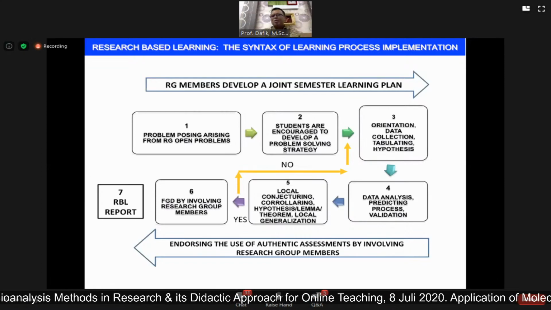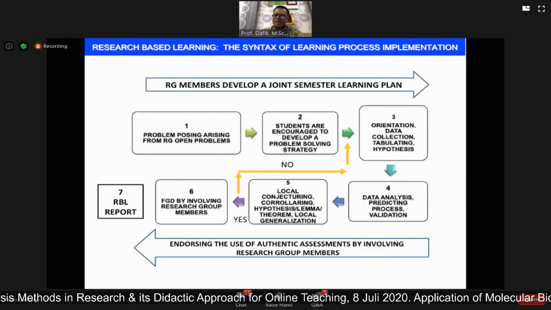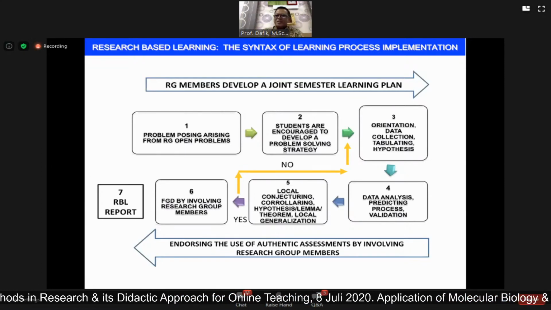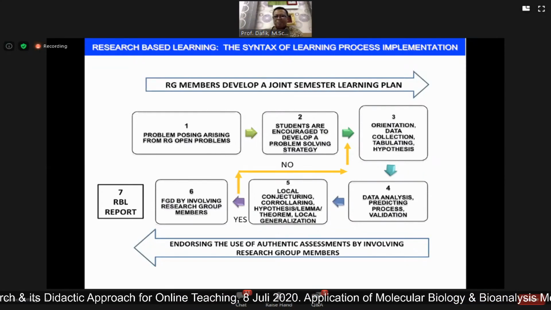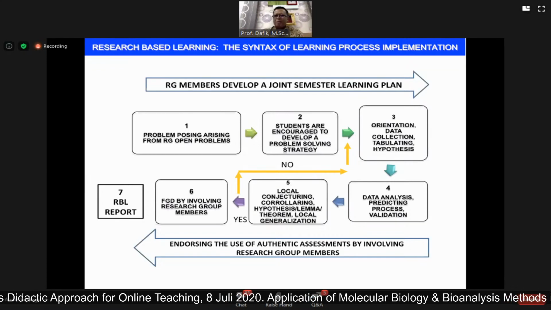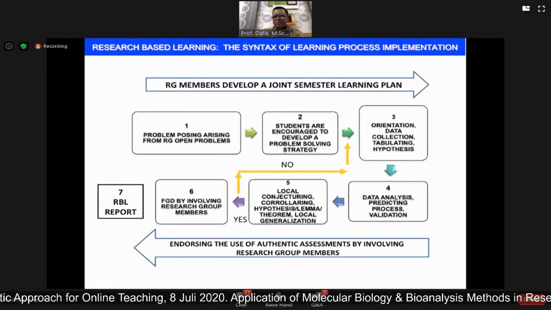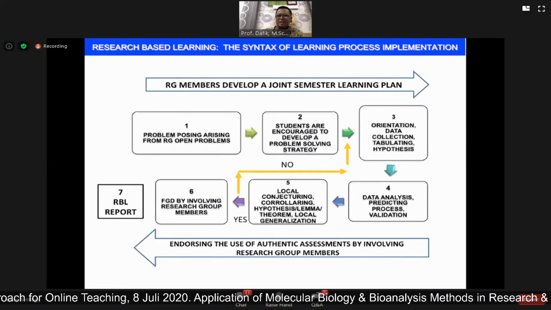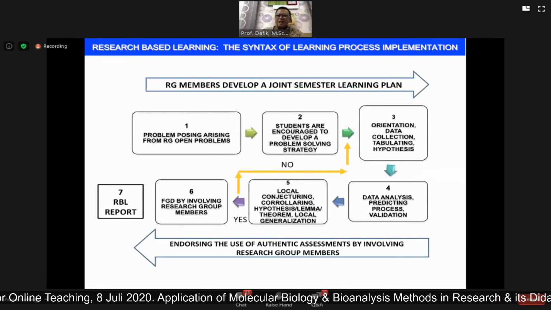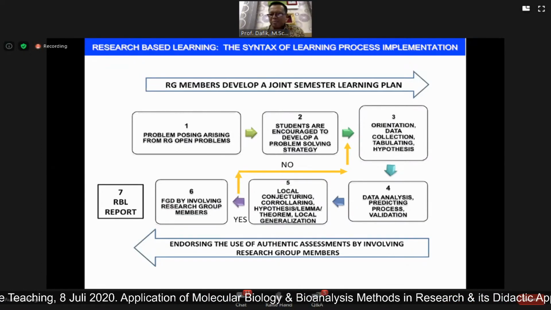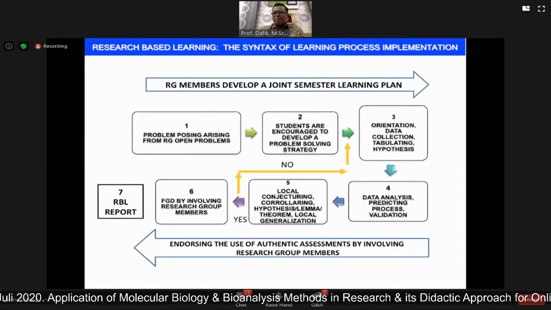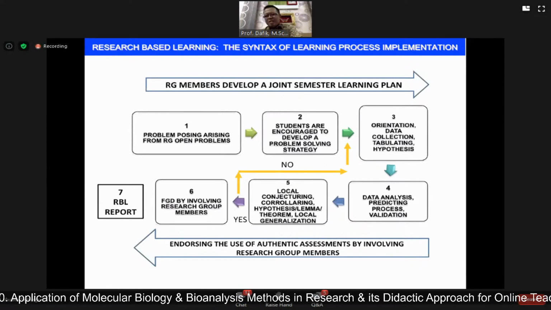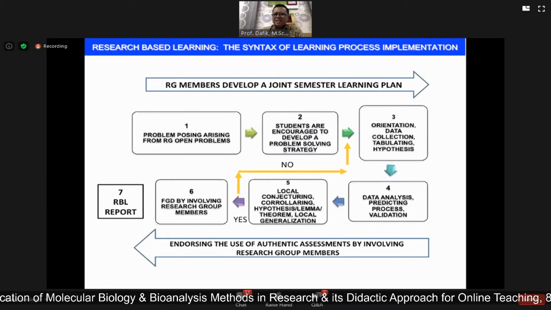Just normally like the procedure of having a research: orientation, data. They collect data from the internet, because from a social humaniora point of view, there is a lot of data on the internet. Then data analysis, and they do an RBL report. This is in the classroom. How to bring the RBL report into a research group activity?